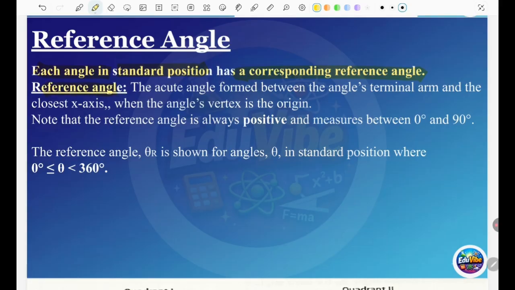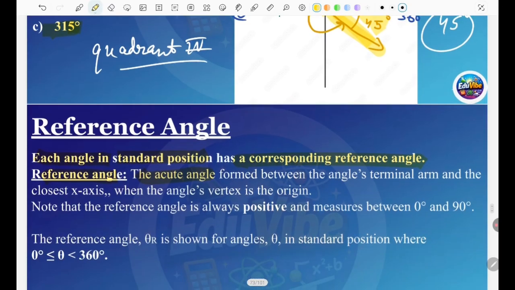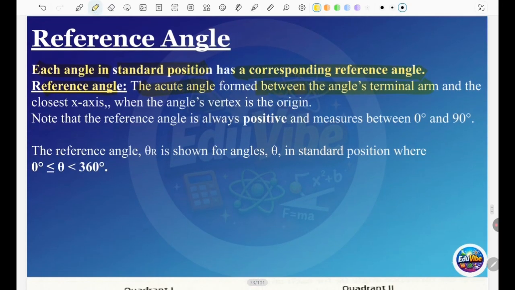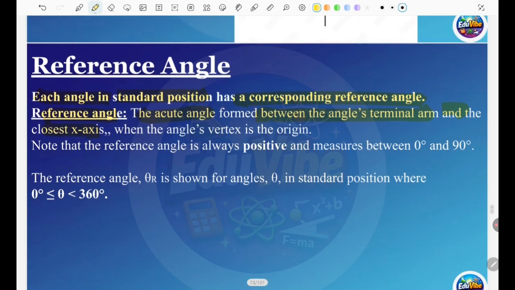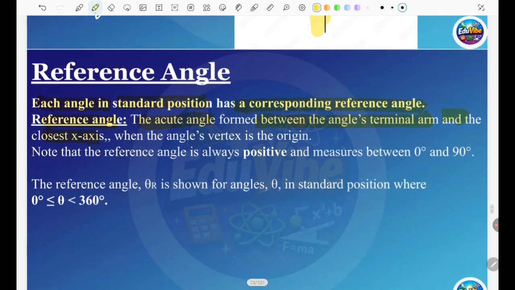The definition of the reference angle is the acute angle, so you can see you make that type of acute angle for the reference angles. This is the reference angle here. It is formed between the angle's terminal arm and the closest x-axis. You can see this is the closest axis, that's why I made it over there. This is the y-axis. That's why I made this 45 degree angle between the x-axis and the terminal line, which is closest to it.